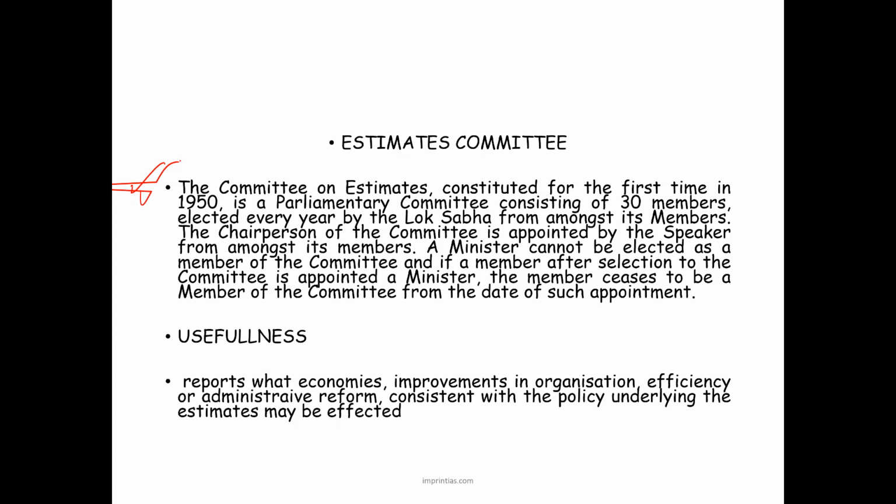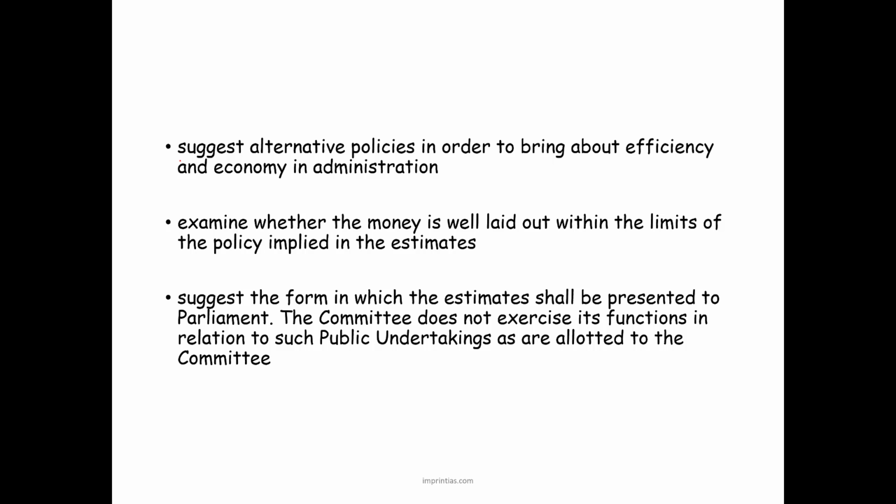Now, obviously, what's the usefulness? It reports what economies, improvements in organization, efficiency, or administrative reform consistent with the policy underlying the estimates may be effected, right? So it basically focuses on economy. It suggests alternate policies to bring out economy and efficiency in administration. It examines whether money was laid out within the limits of the policy implied in the estimates. It suggests the form in which estimates shall be presented to the Parliament. The committee does not exercise its functions in relation to such public sector undertakings allotted to another committee, right?